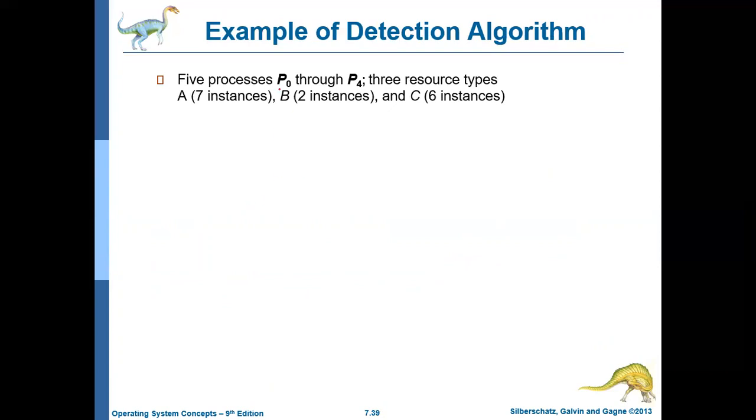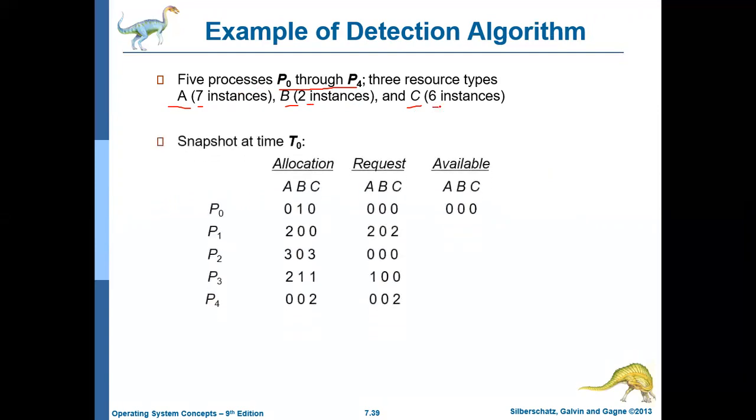Assume there are 5 processes P0 to P4 and 3 resource types A, B, and C. Currently, there are 7 instances of A available with the operating system, 2 instances of resource B available, and 16 instances of resource C available. And this is the snapshot of the system at time T0.